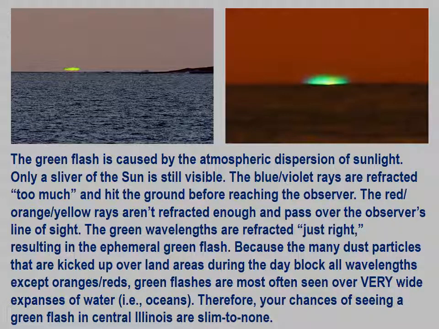Because the many dust particles that are kicked up over land areas during the day block all wavelengths except oranges and reds, green flashes are most often seen over very wide expanses of water, i.e. oceans. Therefore, your chances of seeing a green flash in central Illinois, which is where I live, are slim to none. And I can say that I have never seen a green flash in person yet.